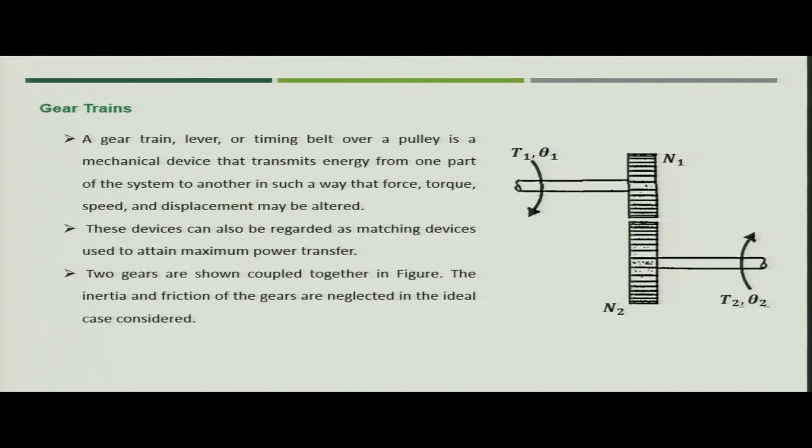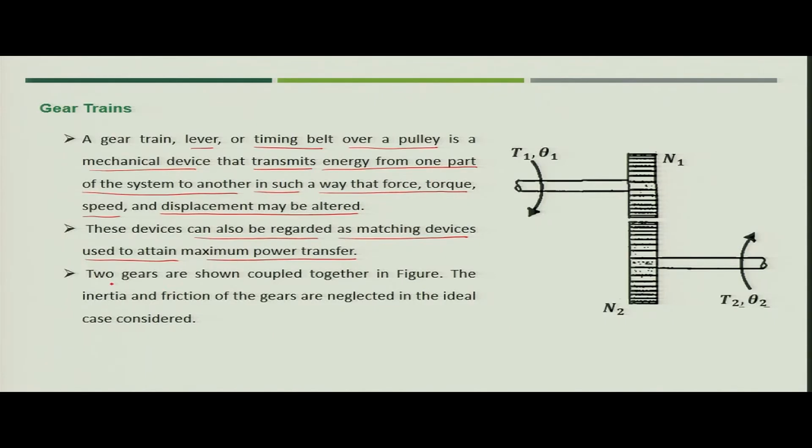Now, let us talk about the gear train. So, a gear train or lever or the timing belt over a pulley is a mechanical device that transmits energy from one part of the system to another in such a way that force, torque, speed and displacement may be altered. So, these devices can also be regarded as matching devices used to attain maximum power transfer.